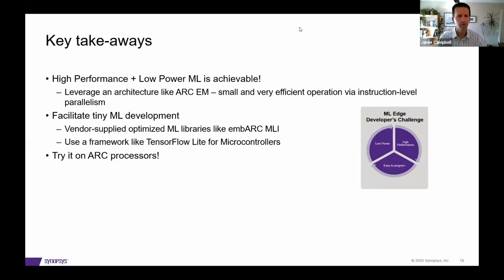Okay, so just to wrap things up here, some key takeaways for you. What I wanted to show today was that these two objectives of both high performance and low power do seem to be achievable for ML systems by leveraging architectures with special features like instruction level parallelism that can help you with the most efficient implementations possible. Then you can also facilitate your development by finding vendors which supply optimized ML libraries and using frameworks like TFLM. So you can give that a try today.